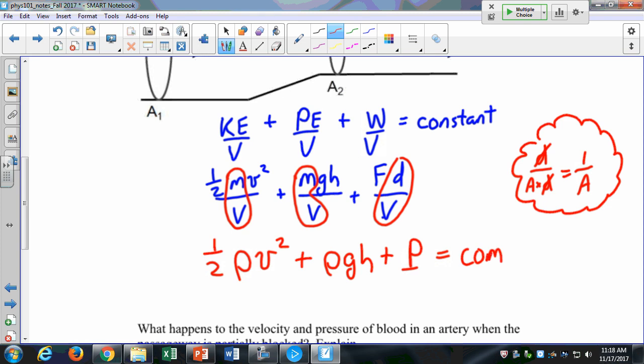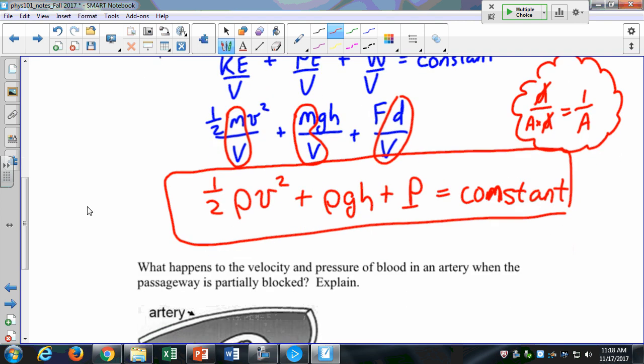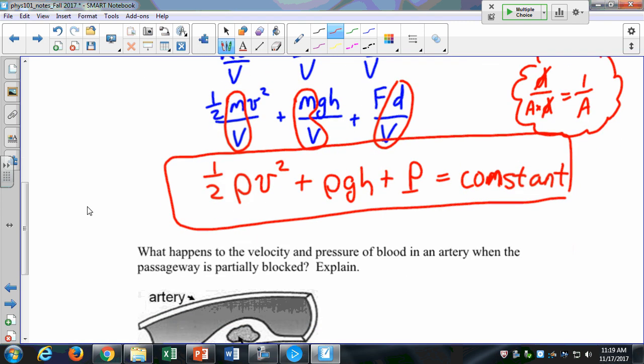So that is Bernoulli's equation, it says that this whole thing has to remain constant all the time, assuming that you're not doing any work on the substance. So there are some conceptual ideas that I want you to walk away from with this, and then also some calculations that we'll do.